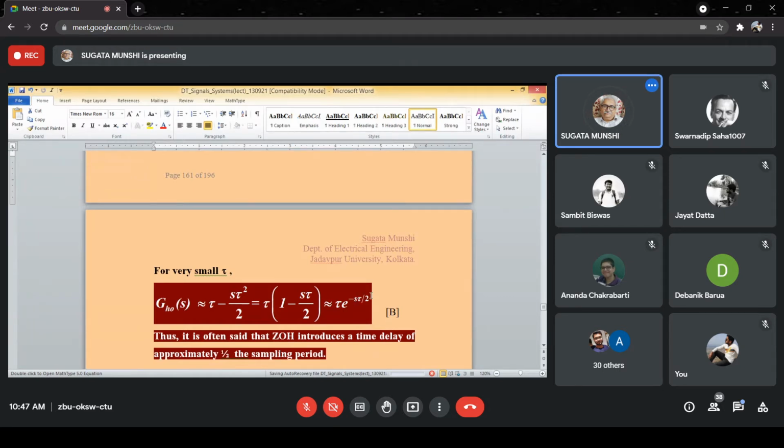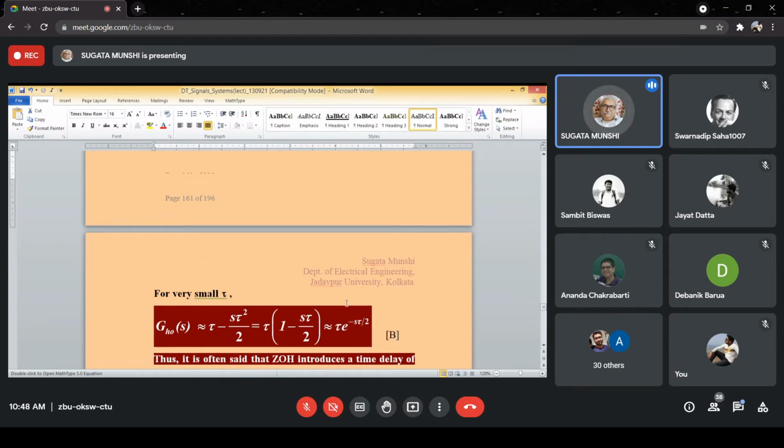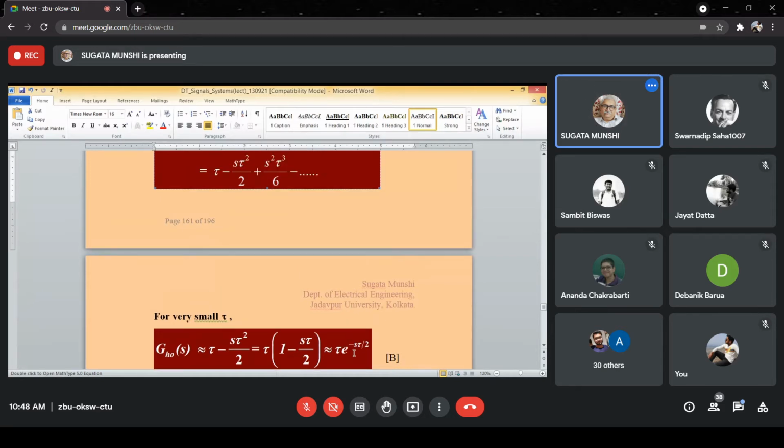All right, for very small τ. Therefore, τ is a multiplying factor, a constant. Once you have decided the sampling frequency, τ is settled, it's constant. What type of a system does this transfer function represent? e to the power minus sτ by 2. What type of a system does this e to the power minus sτ by 2 represent?